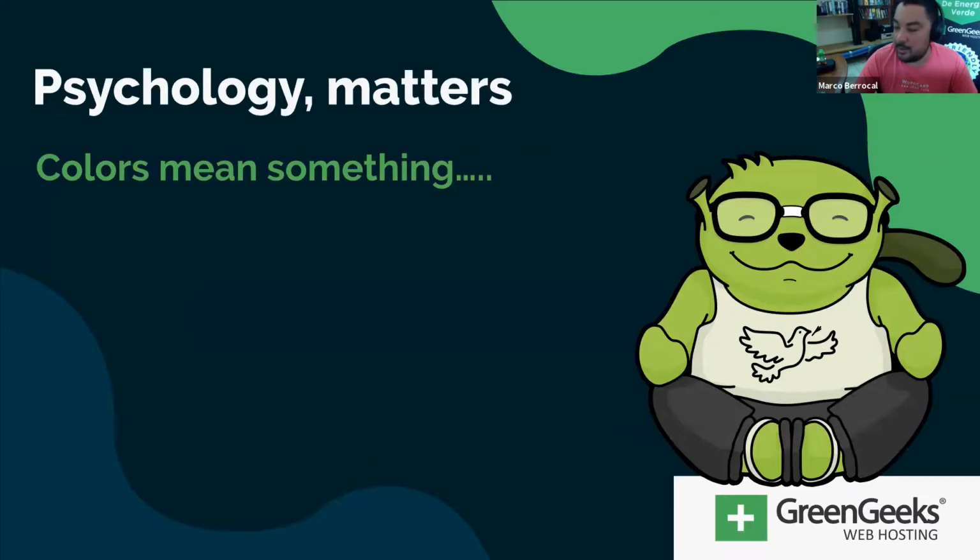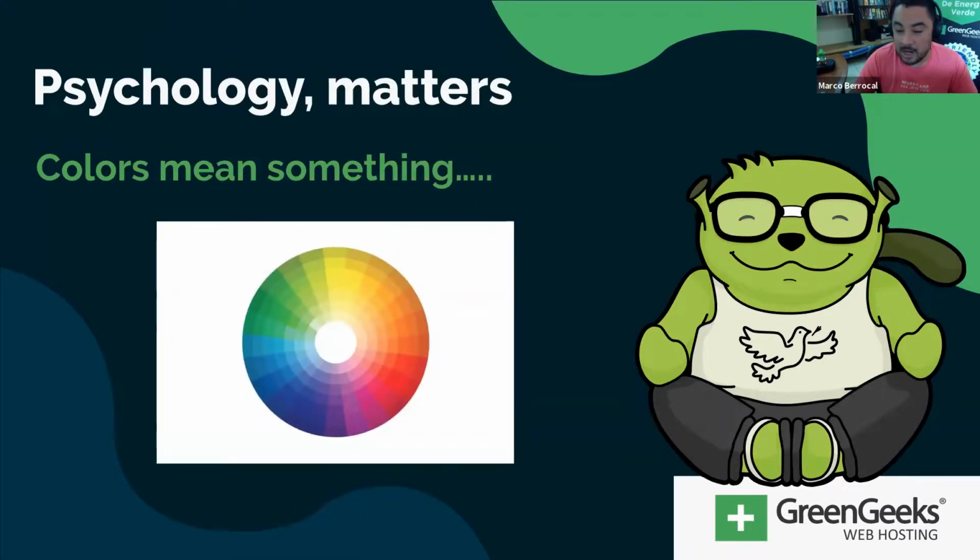The second tip I would like to give is that psychology matters. Colors mean something. This is something called a color wheel. Usually, colors are presented like that on the web. It's like the rainbow, really. I'm not sure from which color to which color they go because it's a circle, so I don't know where to start, but it's usually like that. This covers all the colors that are out there.